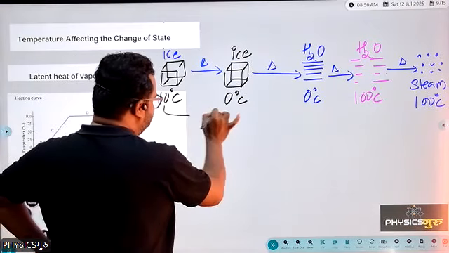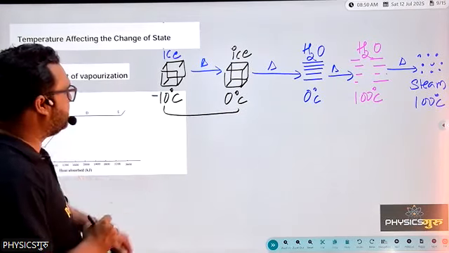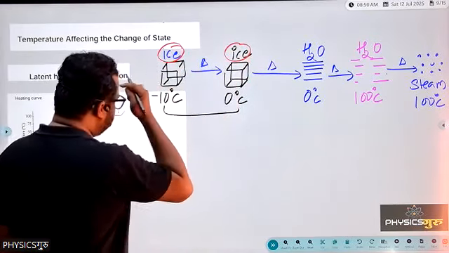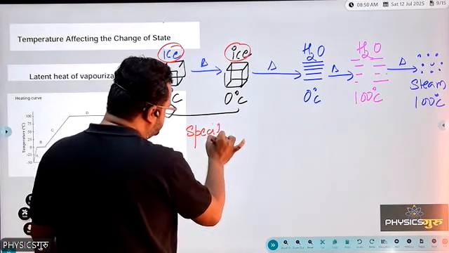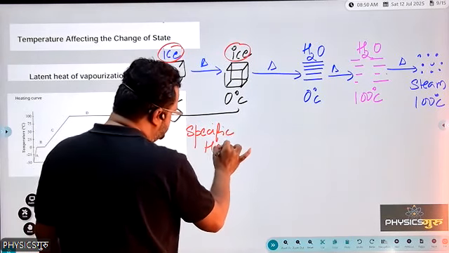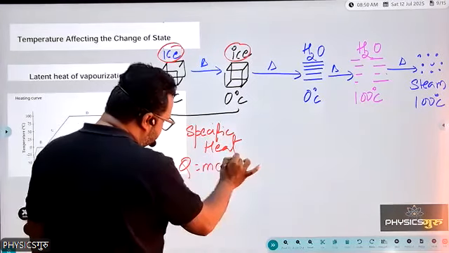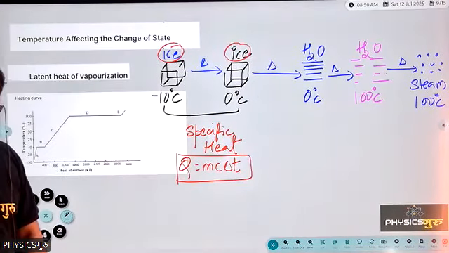Now it is important to note that the heat that is required to change the temperature without changing the state, see, state is not changing, we have ice, only temperature changes, so it is nothing but specific heat. And the formula is Q is equal to mc delta T. Delta T means change in temperature. You can also use small t.